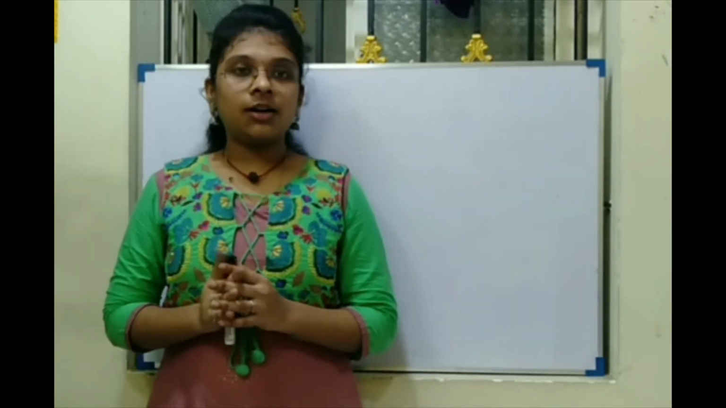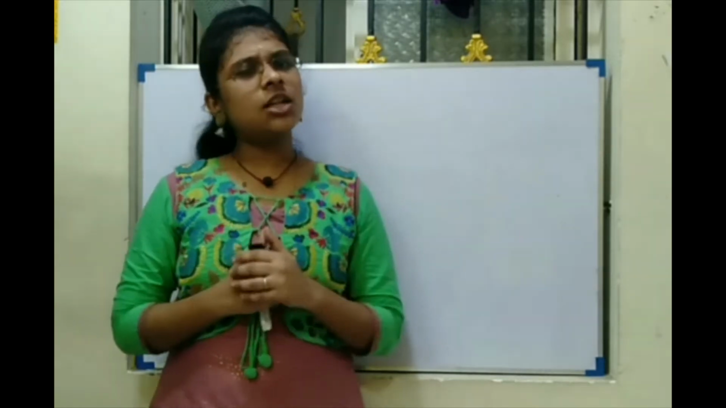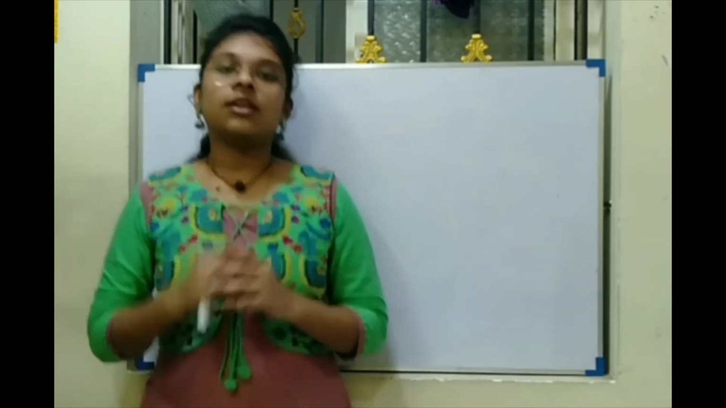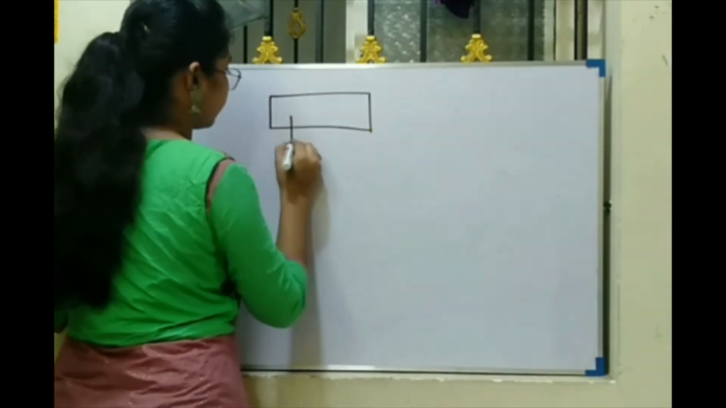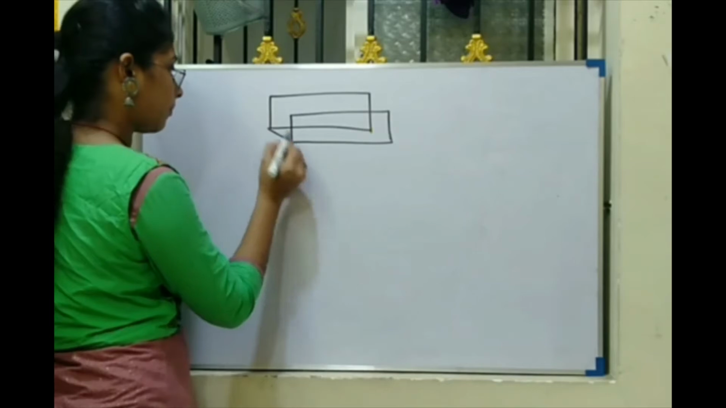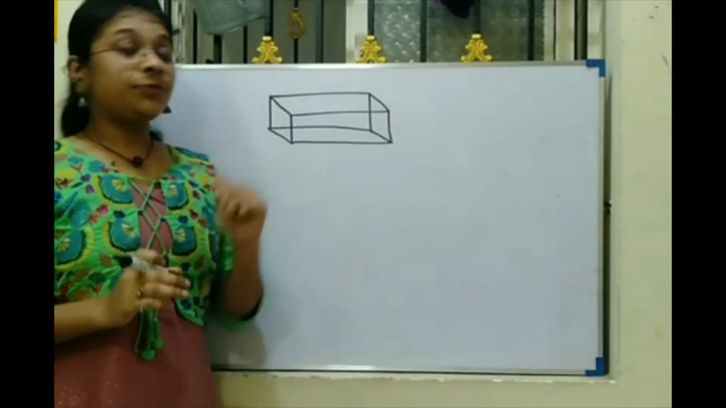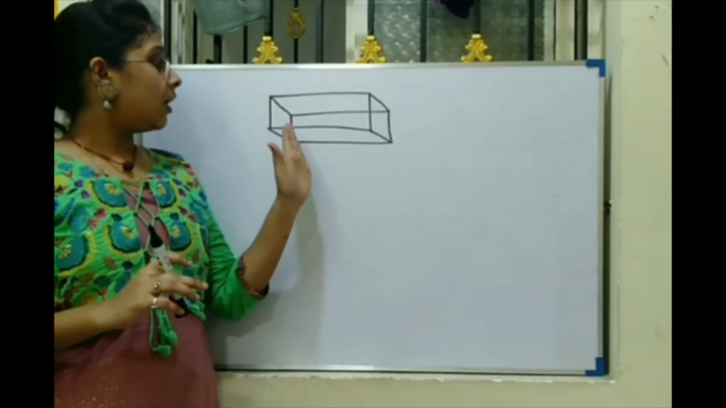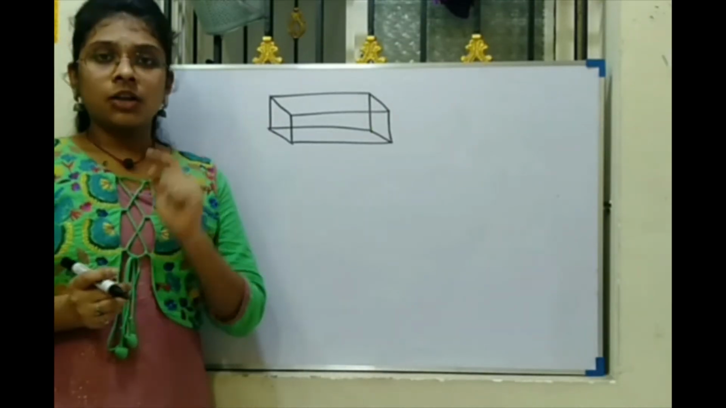First formula: what is the surface area of a cuboid? Let me clear one thing. Surface area has two types: one is total surface area and another one is lateral surface area. What is total surface area and what is lateral surface area? I'll show you. Given this solid figure, a cuboid, how can I find the area of this cuboid?